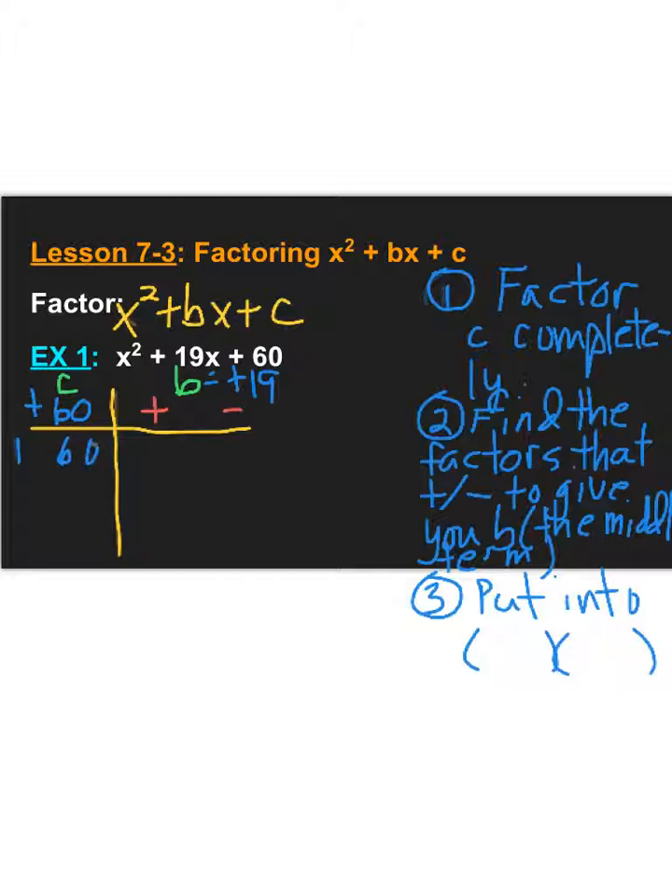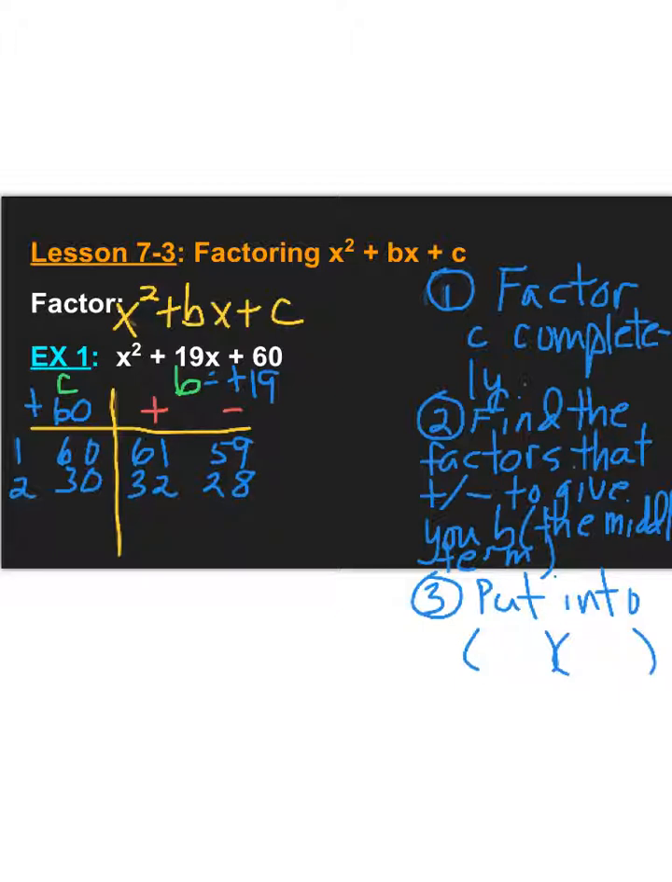If you add 1 and 60, you get 61. That's not our middle term. If you subtract 1 and 60, you get 59. Still not our middle term. Don't pay attention to signs right now. We'll get the correct signs once we figure out which factors of 60 we're going to use. The next number after 1 is 2. 2 does divide into 60 30 times. If you add 2 and 30, you get 32. And if you subtract 2 and 30, you get 28, neither of which are our middle term.